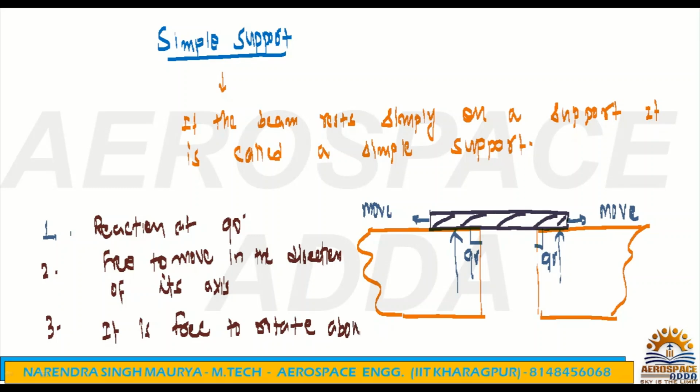It's free to rotate about the support. It is free to rotate because we are not clamping that beam with the supports. It's free to move, but it should be along the direction of its axis, because if this is the axis, only along this direction it can move. Vertically it cannot move, horizontally it can move. Reaction is at 90 degrees.